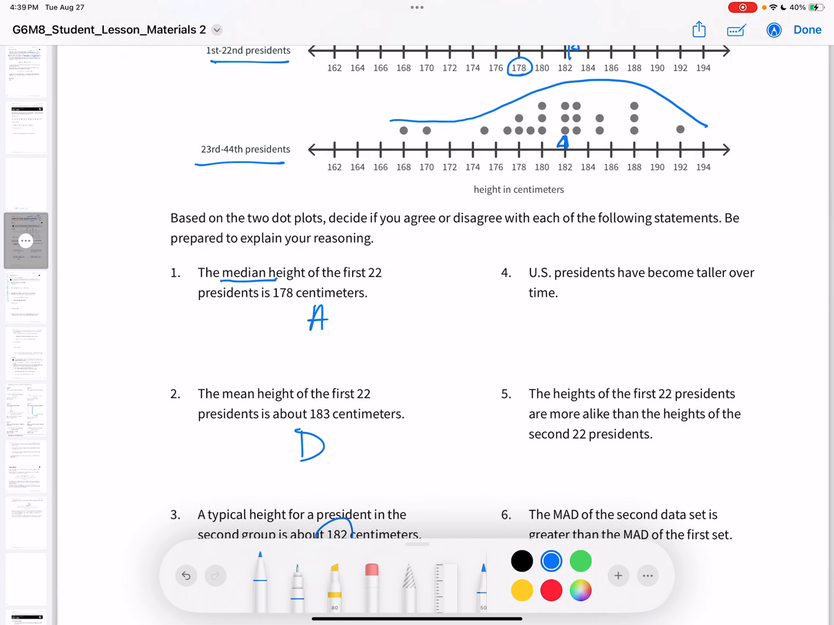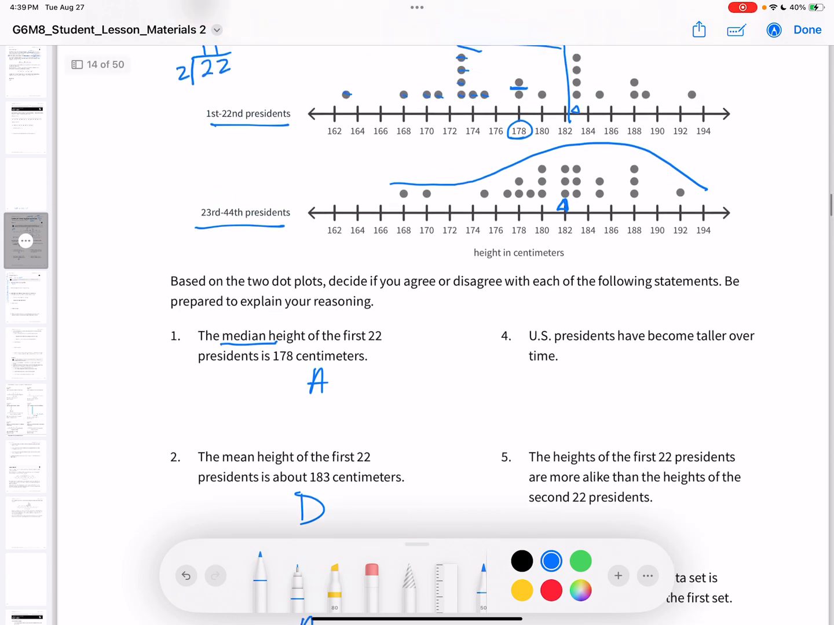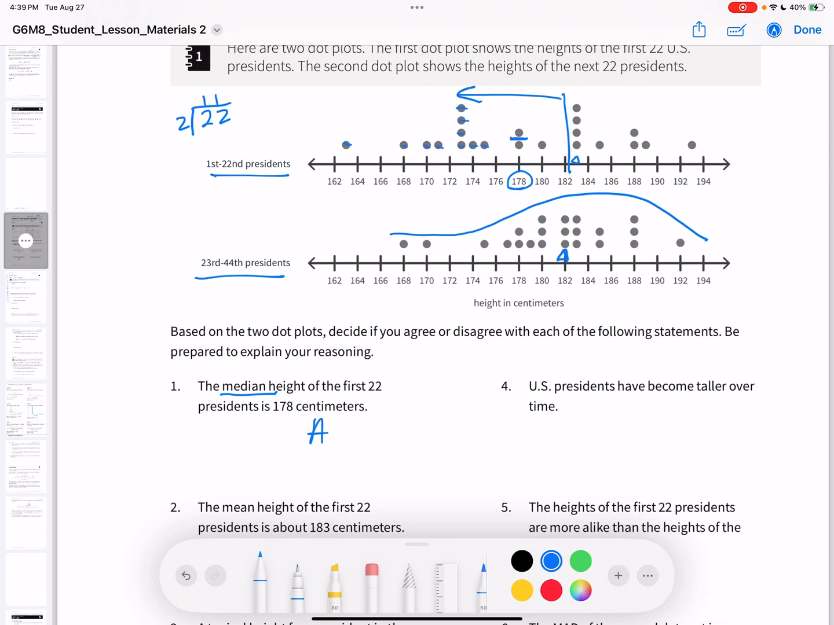4, U.S. presidents have become taller over time. Well, let's look. We have some outliers down here, but basically the majority of our presidents' heights for the second one are above this line. And if we look here, I would say we have more presidents below this line in the first 22 presidents than we do in the second. So I would agree that they have become taller over time.